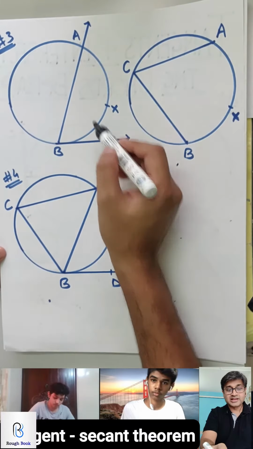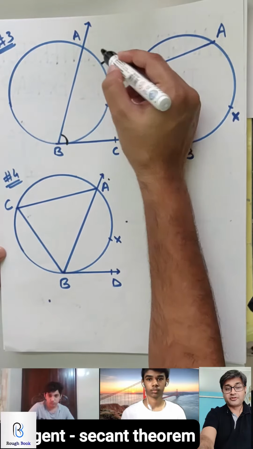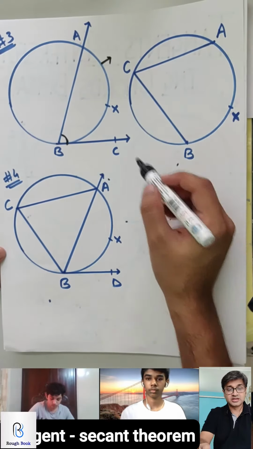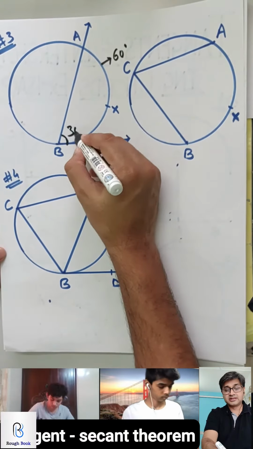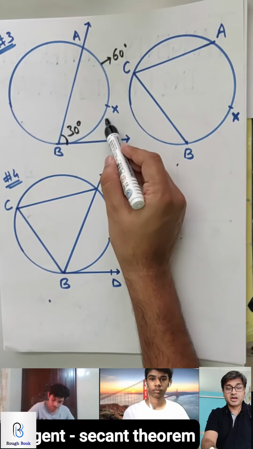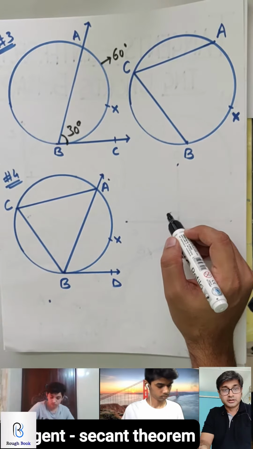So this secant and tangent, wherever they meet, this particular angle will be half of the arc that it encloses. In this case AXB is the arc, and if this is 60, then this angle will be 30. This will be half of this. So the name of the property is tangent secant theorem.